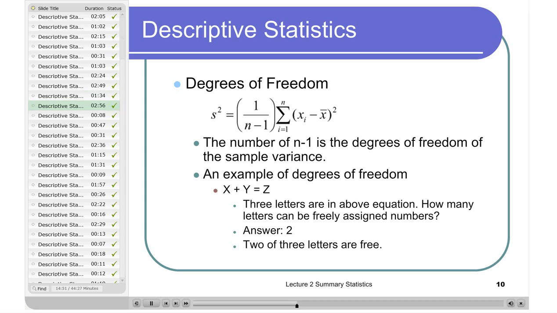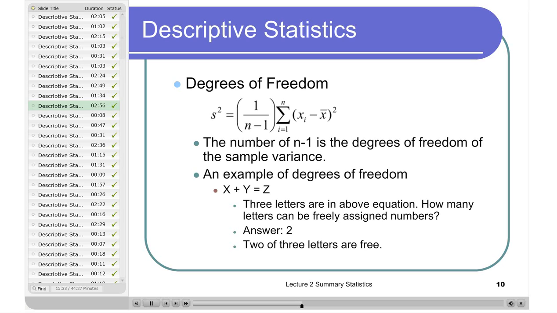We can actually say a little bit more about why the denominator of the variance equation has an n minus 1 instead of an n. And that's because n minus 1 is the number of degrees of freedom in this equation. Okay, so what does degrees of freedom mean? The best way to describe that is to look at this equation x plus y equals z. In order to determine the degrees of freedom in this equation, we have to ask ourselves the following question. How many variables in that equation can be assigned freely? In other words, how many times can you just choose a random number and plug it into this equation and still make the equation work?